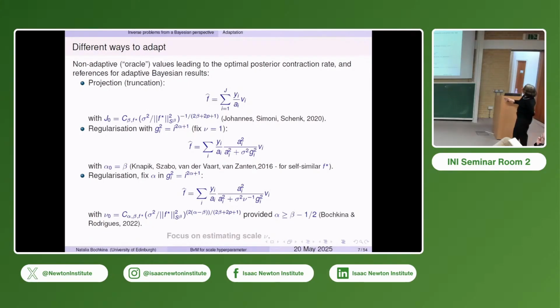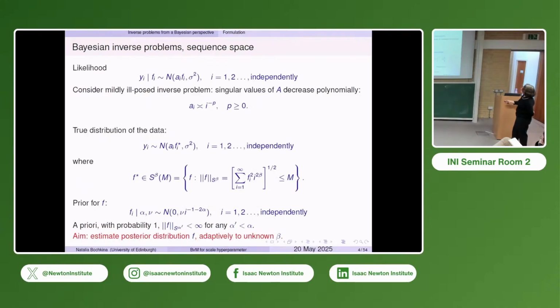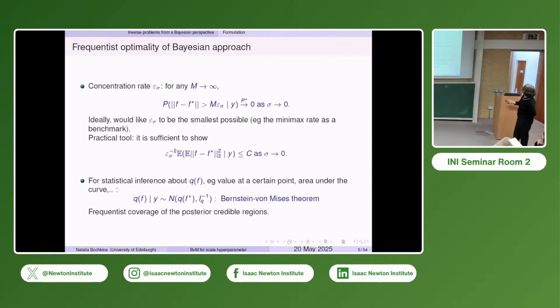So remember, A here is from the inverse problem. So sigma is the noise rate, and J is the regularization, right? You can think of this as J inverse here, sort of the variance.